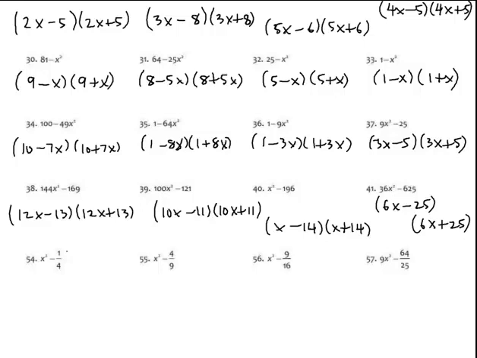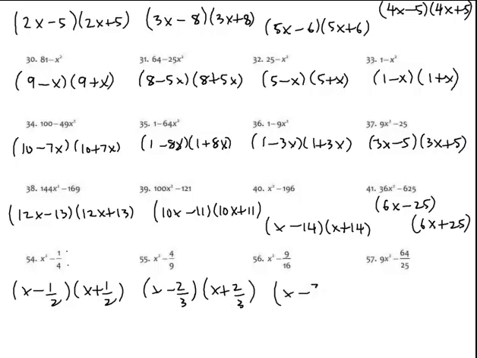You'll take the square root of the 1, which would be 1, the square root of the 4, which would be 2. X minus 1/2, x plus 1/2. X minus 2/3, x plus 2/3. X minus 3/4, x plus 3/4. That's not a quarter. Erase that. 3x, that's the 9x squared, 3x and 3x, minus 8/5, and 3x plus 8/5.